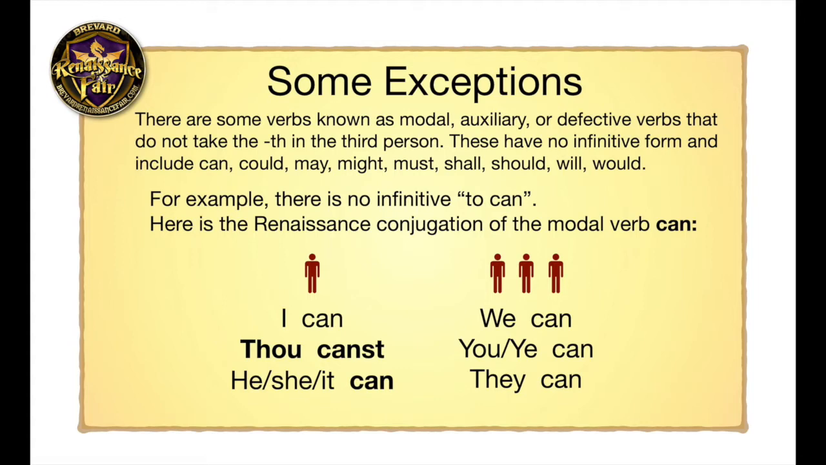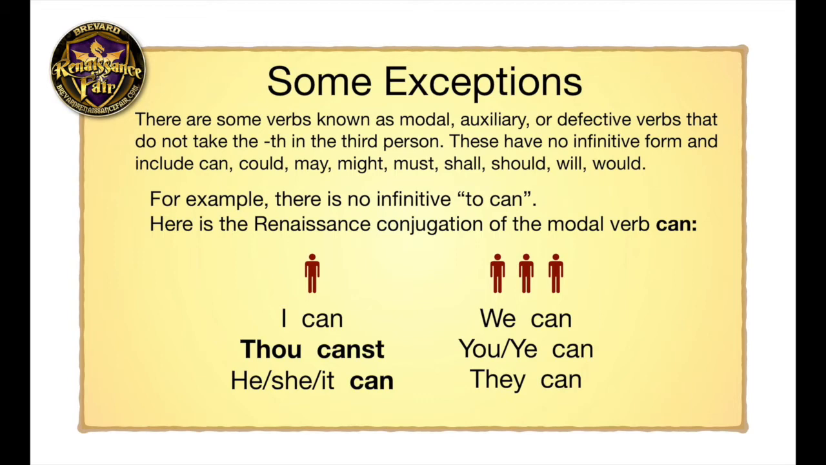Some exceptions. There are some verbs known as modal, auxiliary, or defective verbs that do not take the th in the third person singular. These verbs have no infinitive form and include can, could, may, might, must, shall, should, will, and would. For example, there's no infinitive to can, unless you mean the modern verb to put into a can. But even now, can in the sense of to be able to has no infinitive form and doesn't conjugate normally. We say she cans vegetables, but not she cans read.